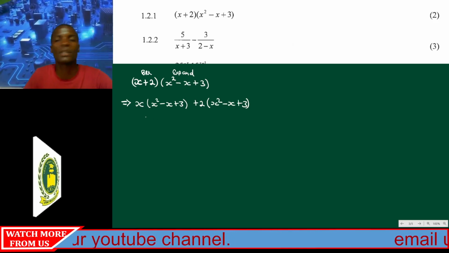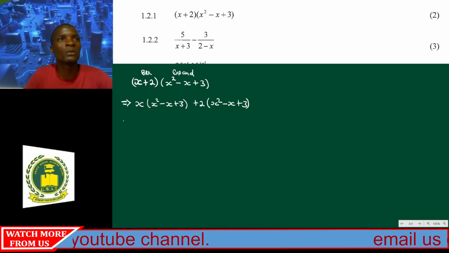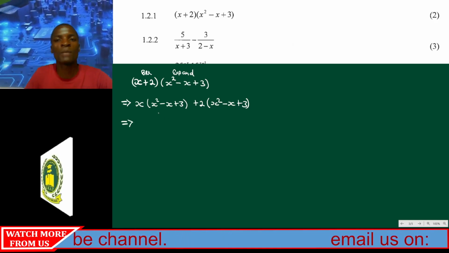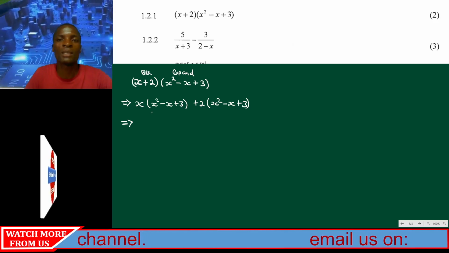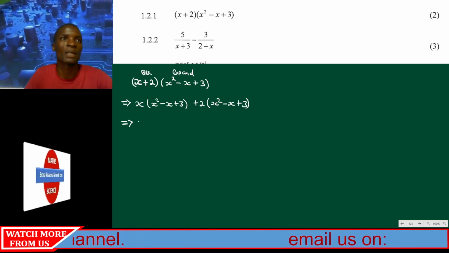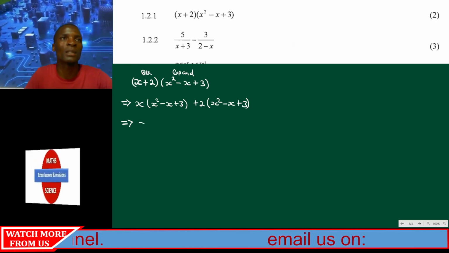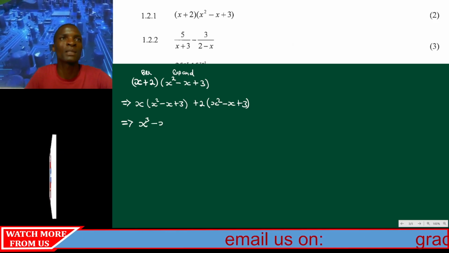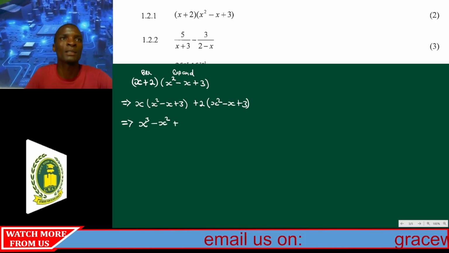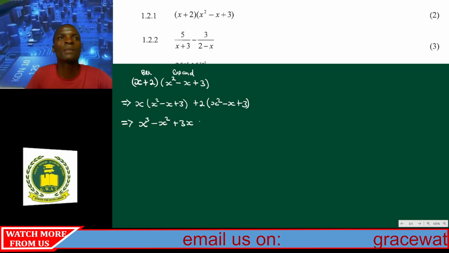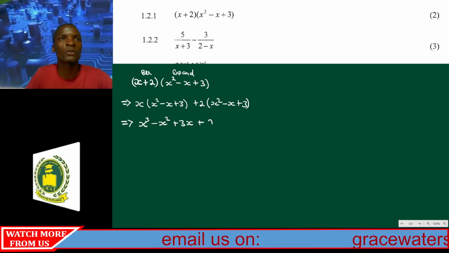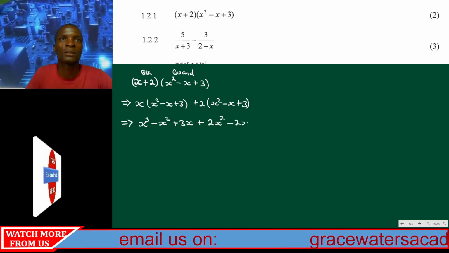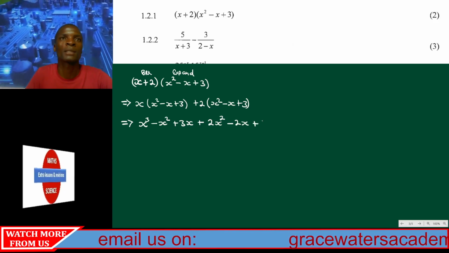Then having these expanded, what you need to do is to make sure that we remove these brackets. So the law that we use when removing brackets is the law which says that the term outside the bracket affects every term inside the bracket, meaning x affects x squared, and you get x to the power 3, and then x affects this one, we get minus x to the power 2, and then plus 3x, and then we say plus 2x to the power 2 minus 2x, and then plus 6.